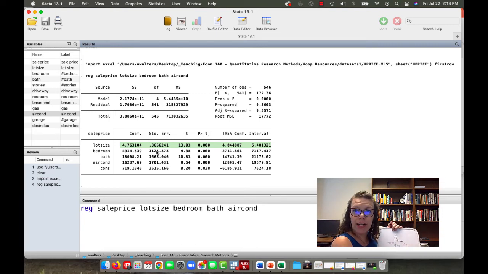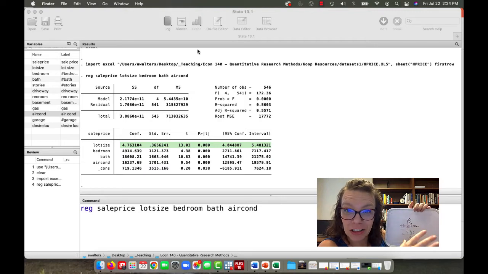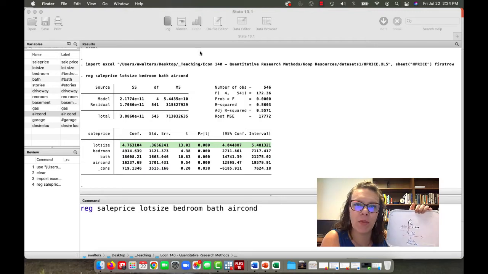We want our standard error to be small. How small? Smaller than half of our coefficient. If we think that the effect of lot size on home sale price is $4.76, we want our margin of error, our standard error, to be less than $2. Because if I say the effect of lot size on sale price is $4.76 plus or minus $10, I am not happy, right? If I say it's $4, give or take $10, that's a pretty crummy estimate. And so that's what we want to think about.